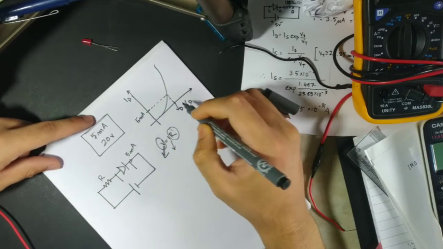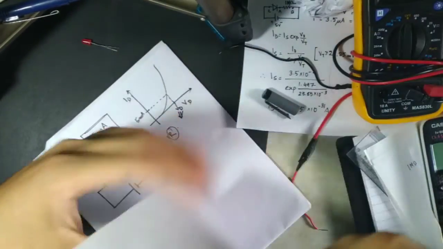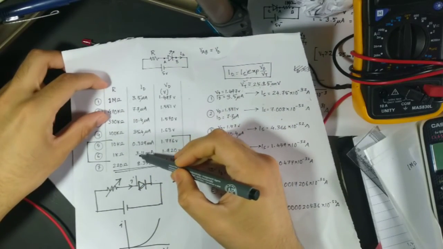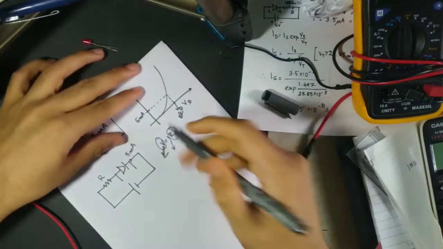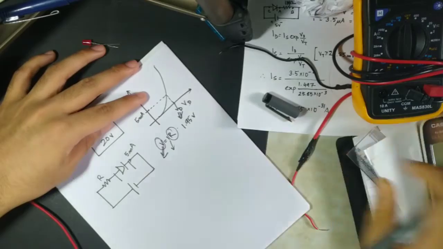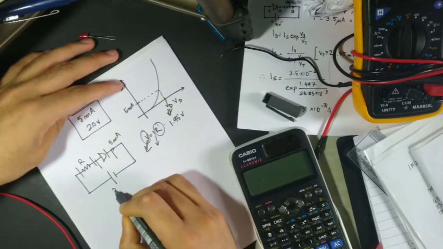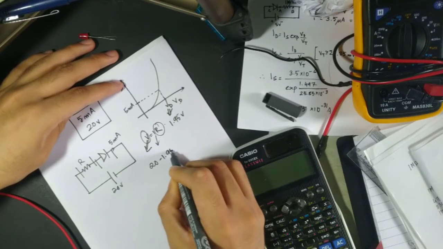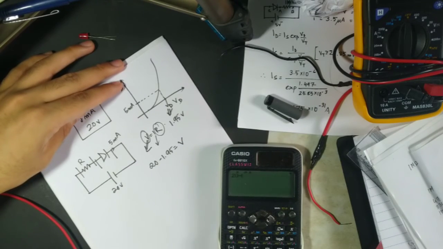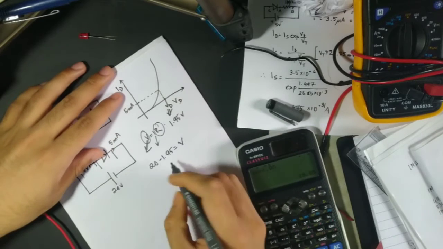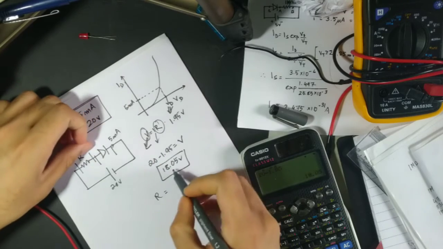Suppose, say the values which I took are 3 and 8, so 5 will be between these, and say VD is 1.95 volts. So what will be the voltage drop across R? Suppose I have 20 volts, so 20 minus 1.95 will be the voltage drop across R, which will be V, which gives me 18.05 volts.